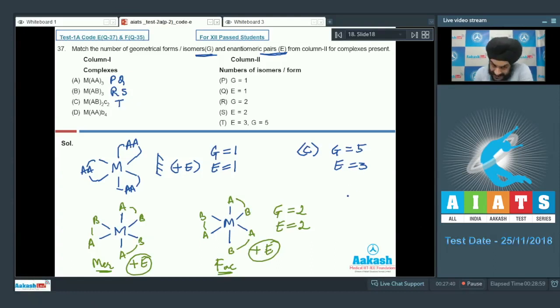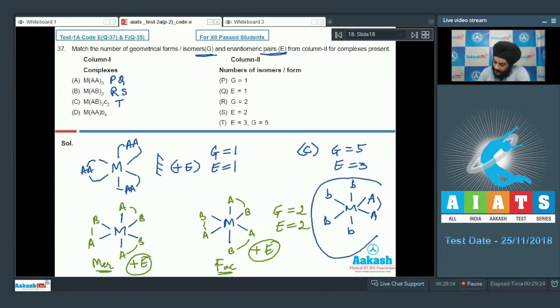And if we look at the complex given in option D, we know that this is going to have only one single geometrical form, as A will be cis to each other. A bidentate ligand can only be attached in a cis manner. It cannot span the trans position, while the other 4 positions shall be occupied by the monodentate ligands B, which are all identical. So it is going to have only one single geometrical form. So G is equal to 1. So students, the complex given in option D shall be matched with option P.